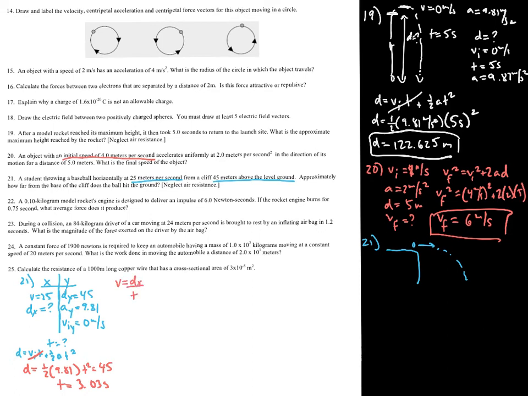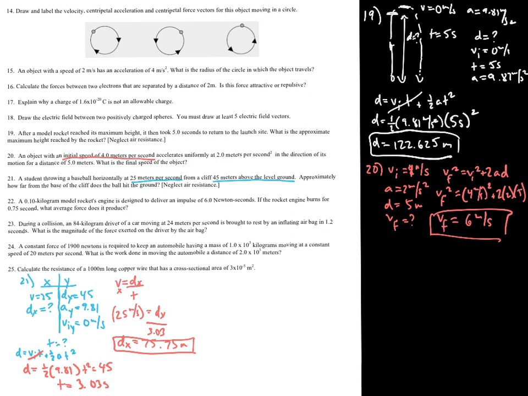So this is dx and x. So 25 meters per second equals dx over 3.03, and you get that dx is equal to 75.75 meters for number 21.